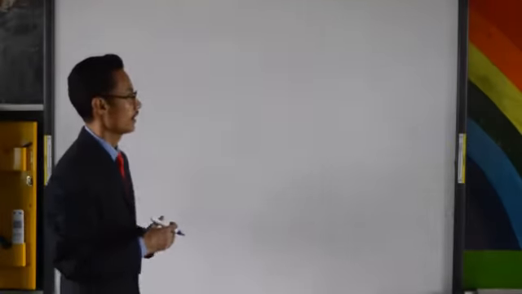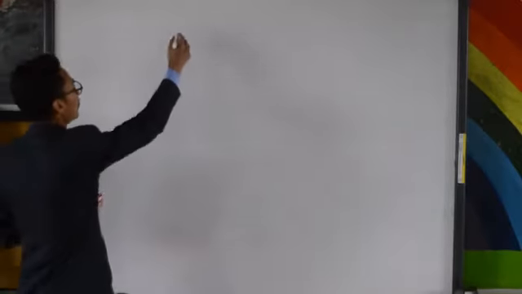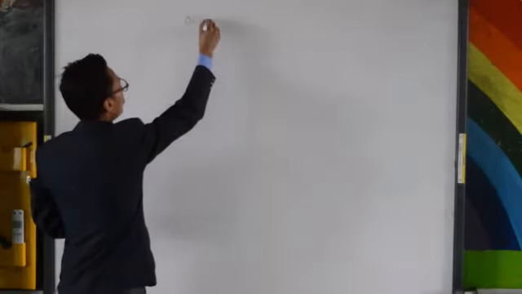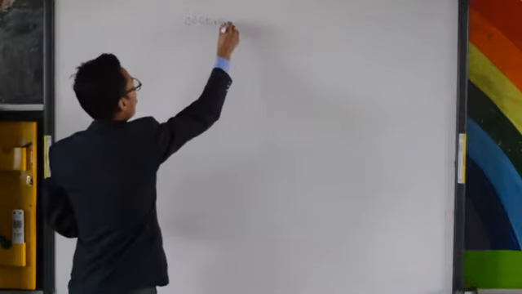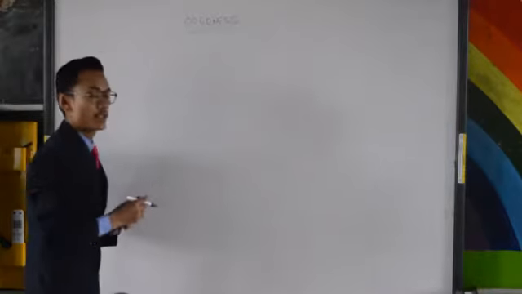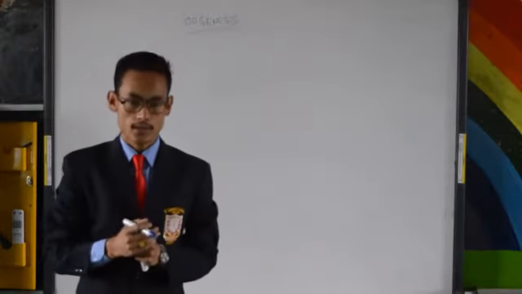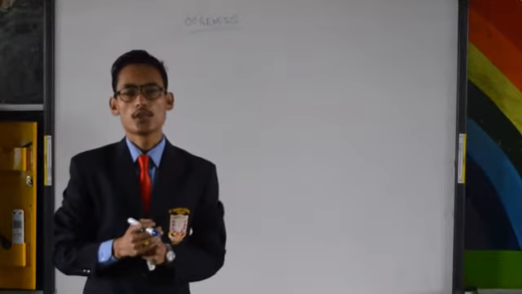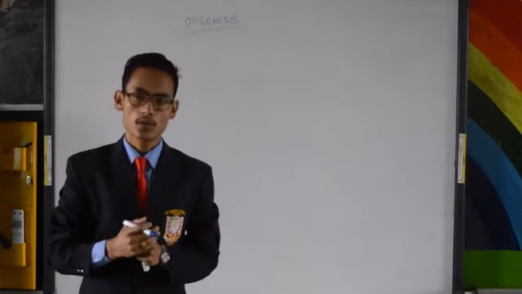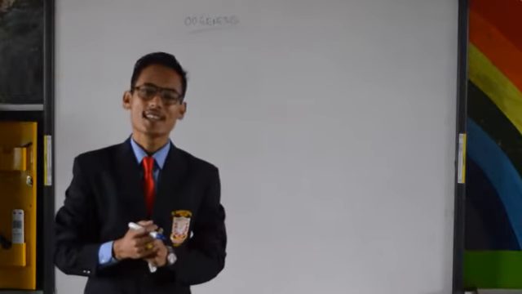Today we will begin with the next process of gametogenesis, that is oogenesis. In the last class we have talked about spermatogenesis. Now today we will learn about oogenesis, the second process of gametogenesis. Now what is oogenesis? Oogenesis is the process of formation of haploid female gamete.